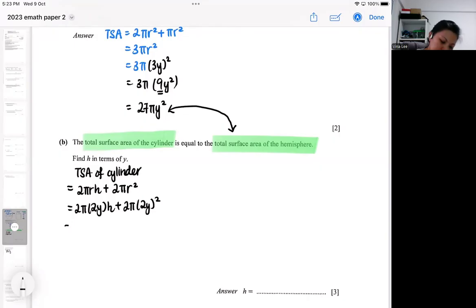Okay, simplify properly, number times number. It looks like there's a lot of algebra, but it's okay. Just deal with it one by one. Square the number, square the algebra. So we get 4 pi y h plus 8 pi y squared.